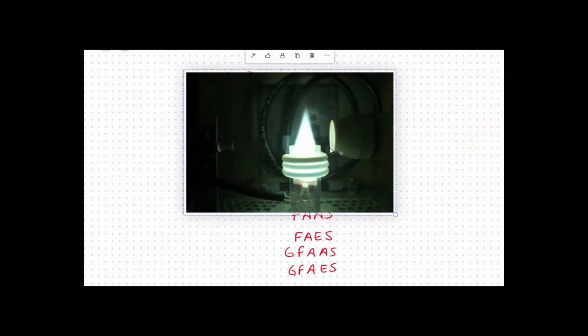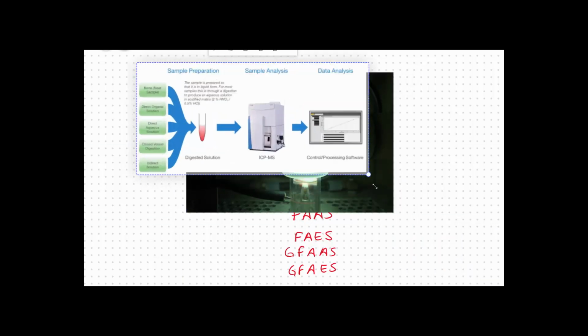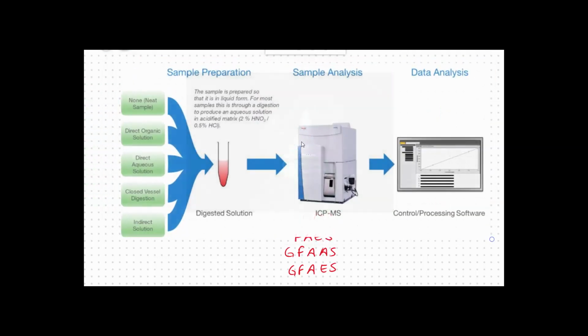Inductively coupled plasma is called ICP, and it looks a bit like this. It's really kind of cool. But ICP is a very, very expensive technique. It's also very sensitive. Not only is the instrument expensive to purchase, but it uses a lot of gas, so the consumables are very expensive as well.